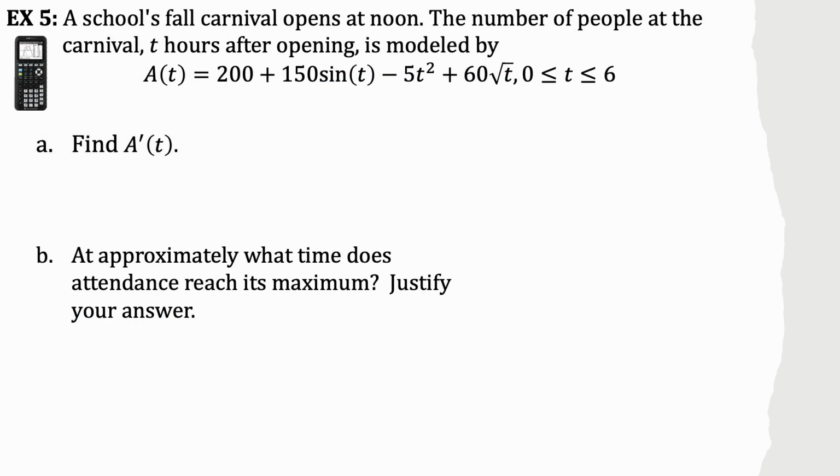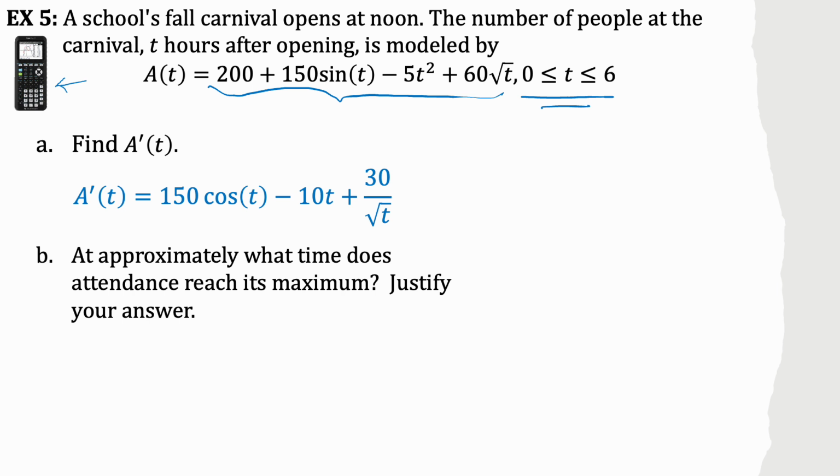Last one. A school's fall carnival opens at noon. The number of people at the carnival, T hours after opening, is modeled by this function right here. It is not a rate, it is a parent or position function. And it looks like the carnival is open for about 6 hours. Find A prime of T. Now, this is a calculator question, but you need to actually write the derivative, so you need to do that by hand. A prime of T is 150 cosine T minus 10T plus 30 over root T.